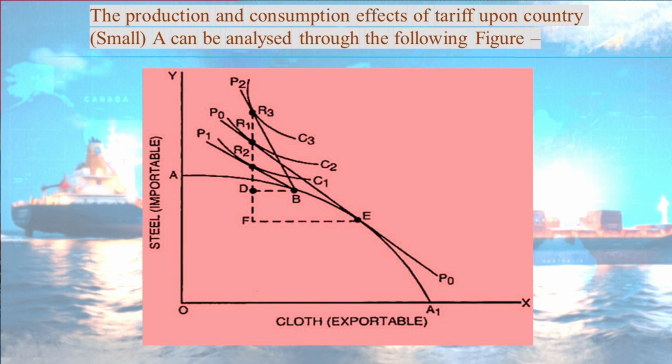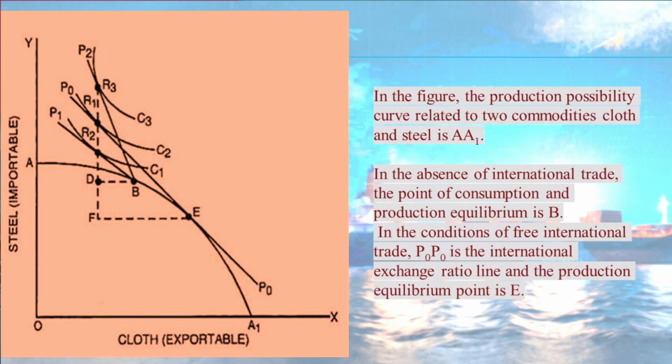If we go into the details of the diagram, what we observe is that the production possibility curve related to the two commodities, cloth and steel, is A1. One is steel, another is cloth. So A is for steel, A1 is for cloth. In the absence of international trade, the point of consumption and production equilibrium is B.